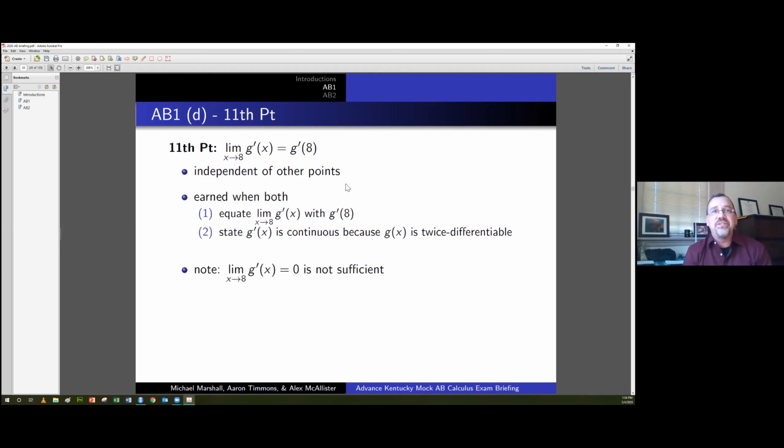And as a note, it's not enough to say the limit as x goes to 8 of g prime is equal to 0. That does wind up being true, but there's too many steps that would be happening there. We actually need to see that connection explicitly to g prime of 8.